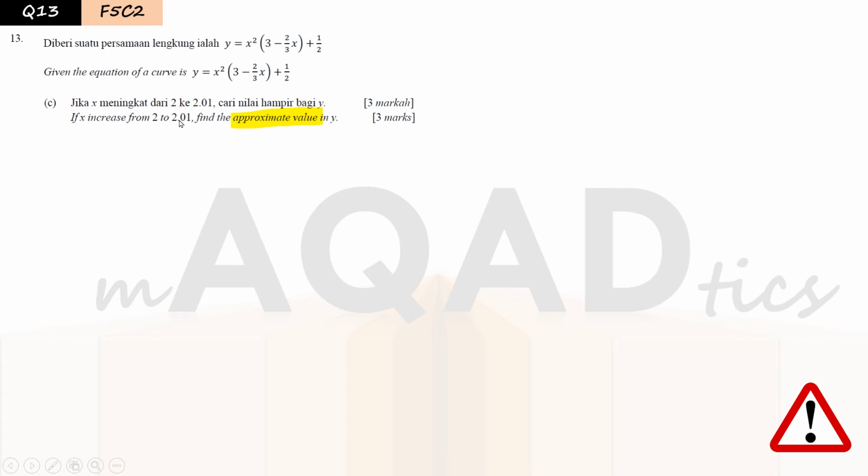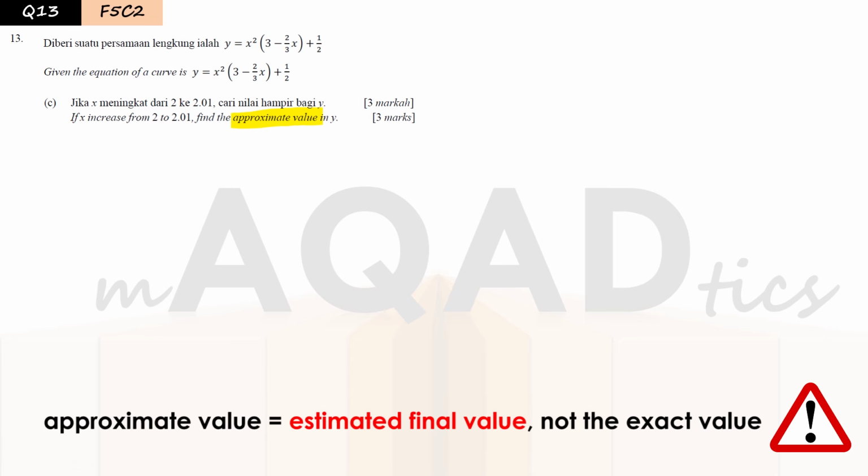We can actually substitute this value inside here to get the value of y, but here you notice it says the approximate value of y. So it's not the exact value, but an approximate value, an estimated value of y. So we cannot just substitute 2.01 straight inside here.